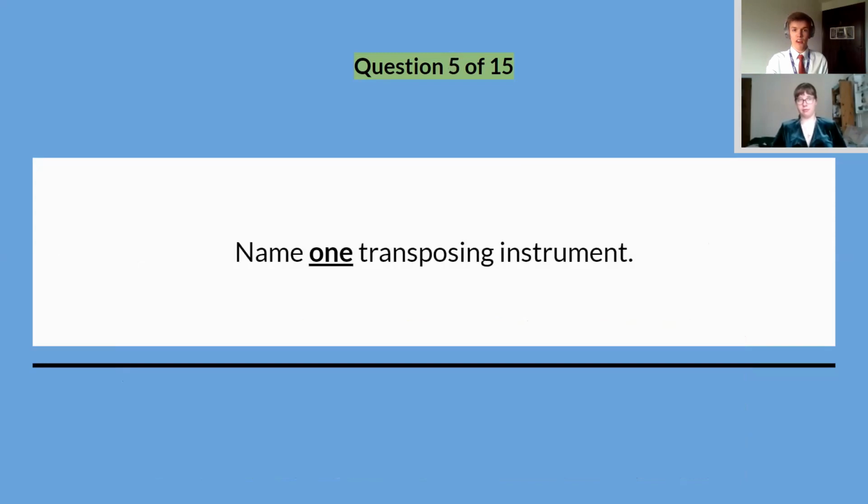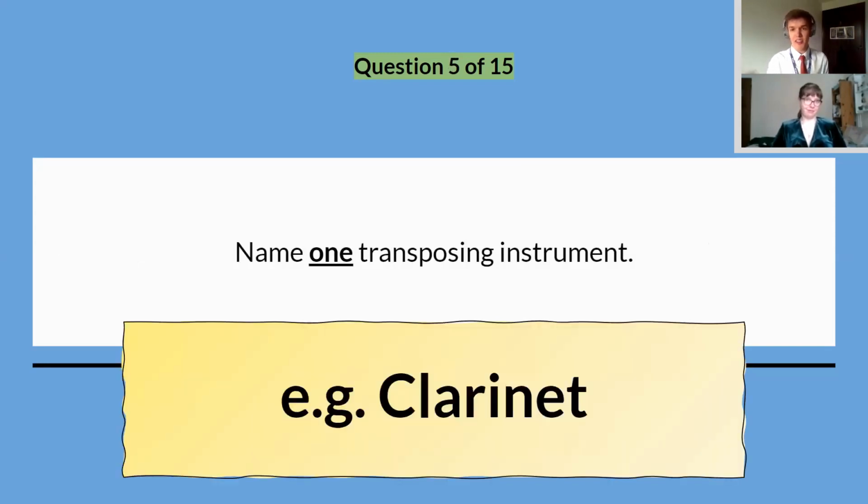So question number 5, one transposing instrument. There are lots of things you could say here. I just gave you one, for example. So clarinet, we can have clarinet in B flat, clarinet in A. Miss Morgan, are there any other transposing instruments? Clarinet in E flat, that's a very small one. And we've got horns, like horns in F, and the trumpet, which are not in B flat. So yeah, lots of options here.